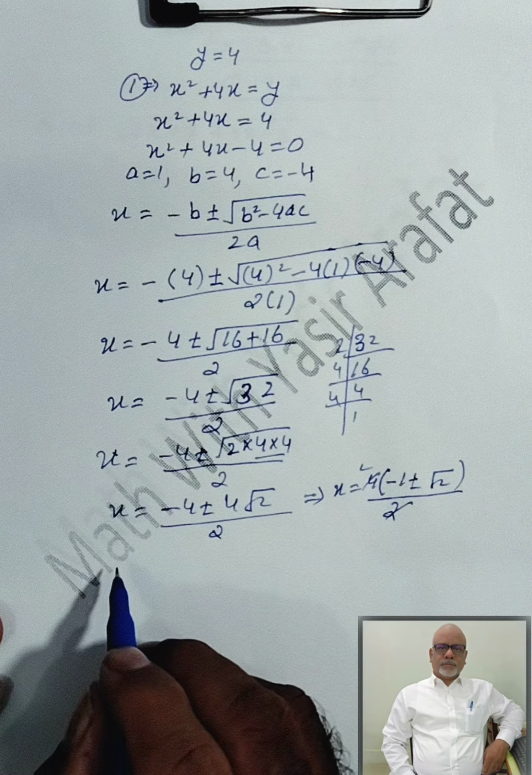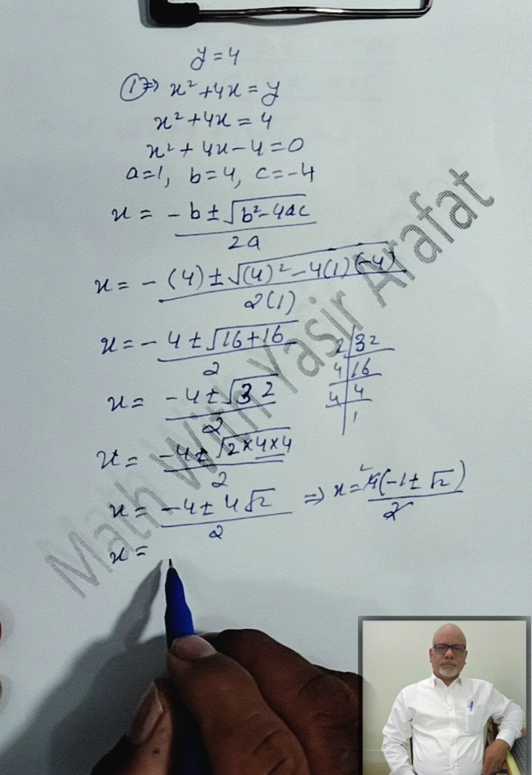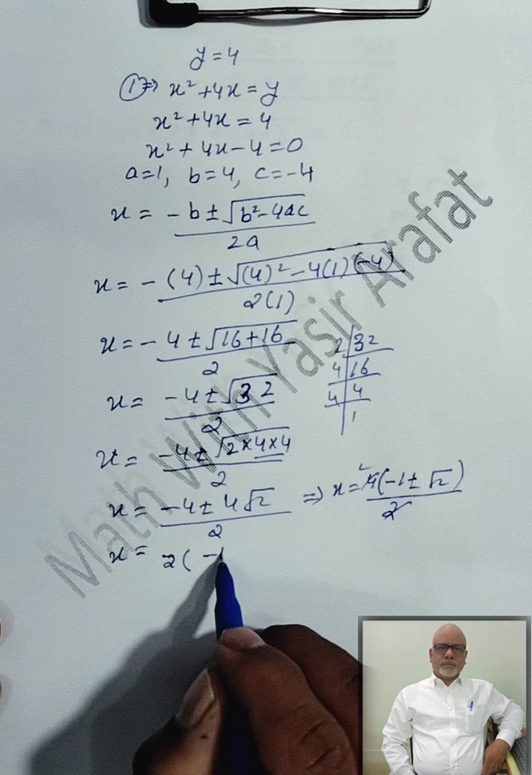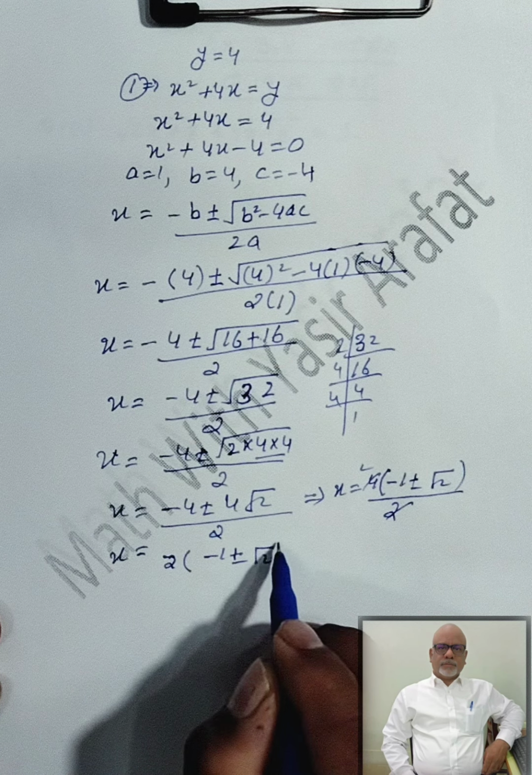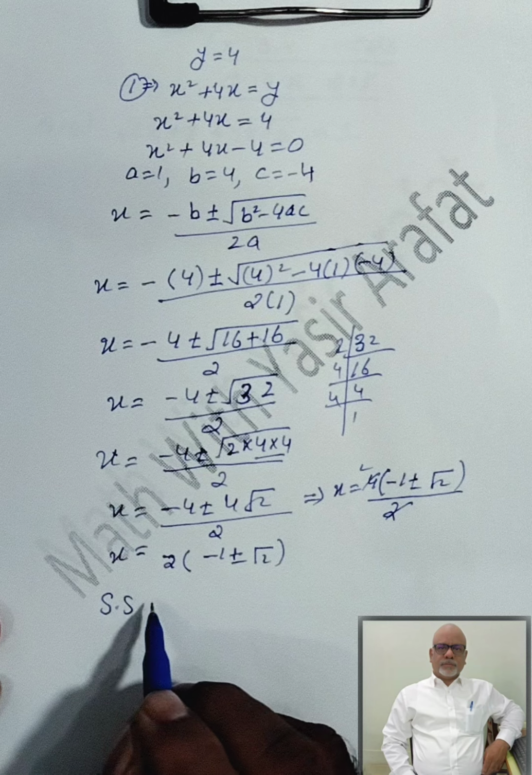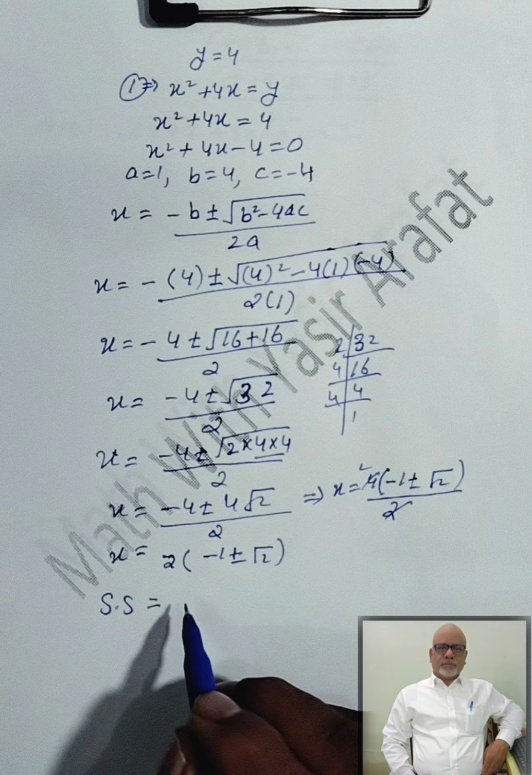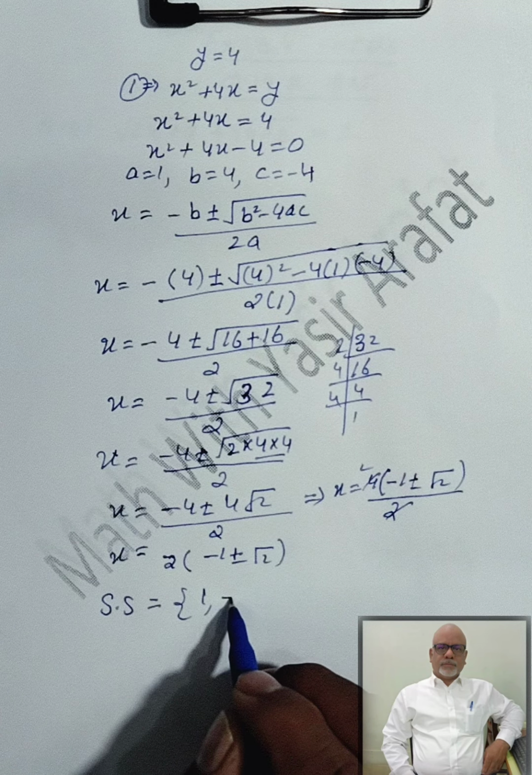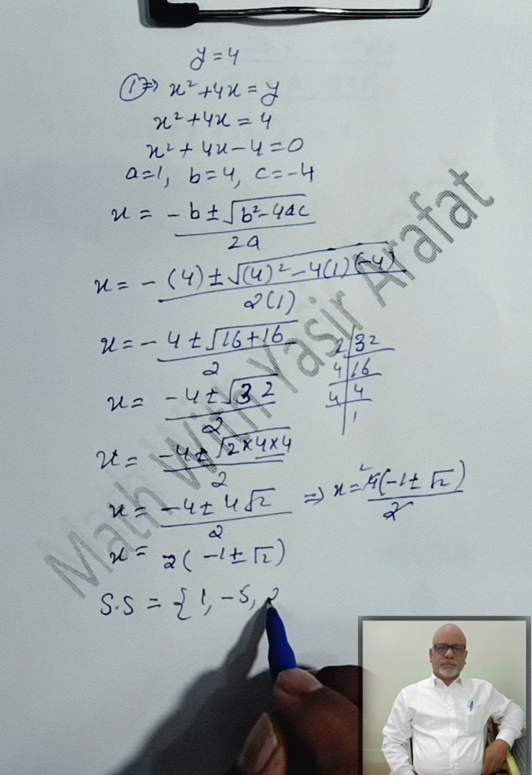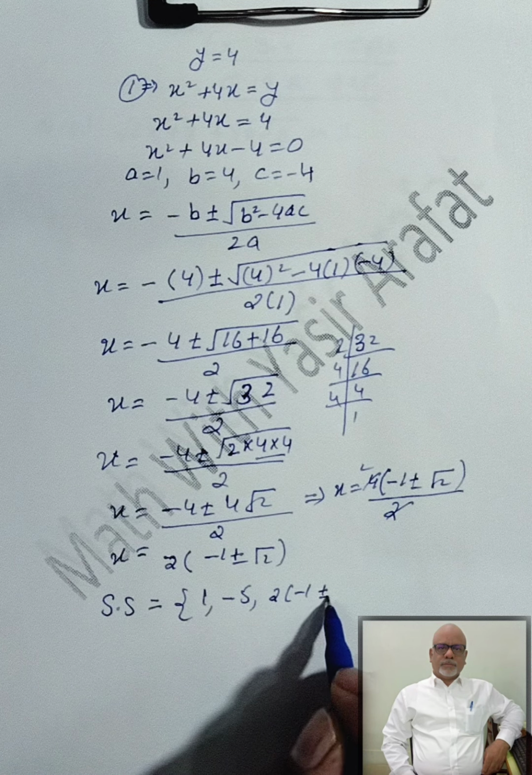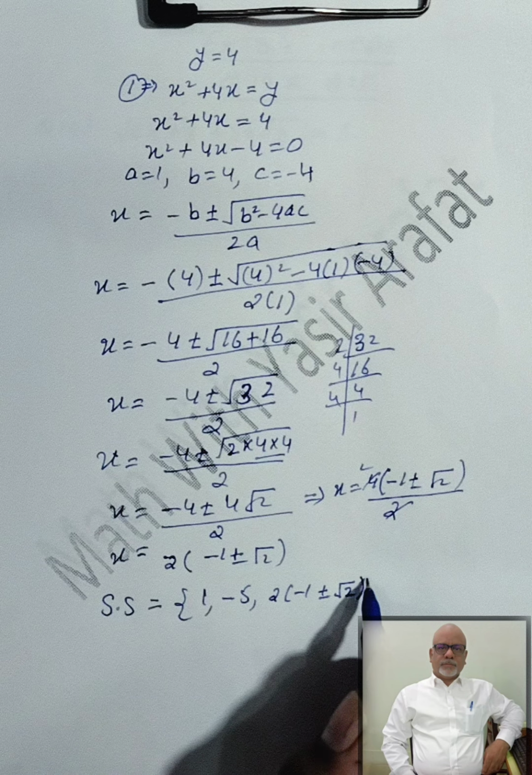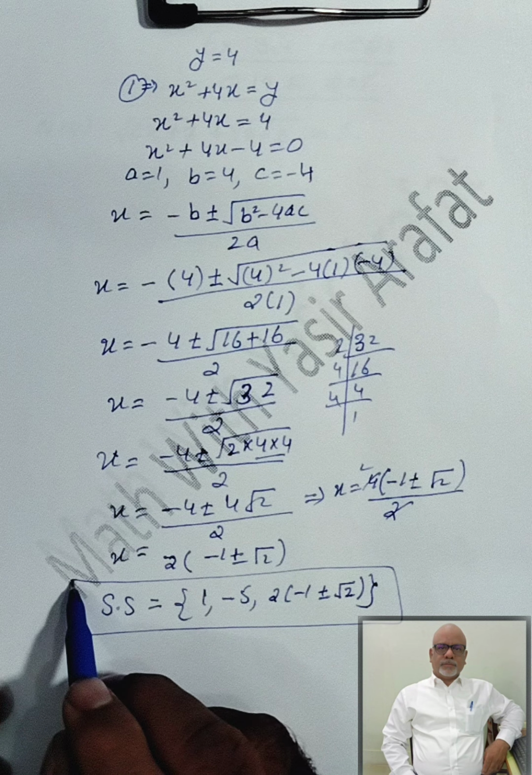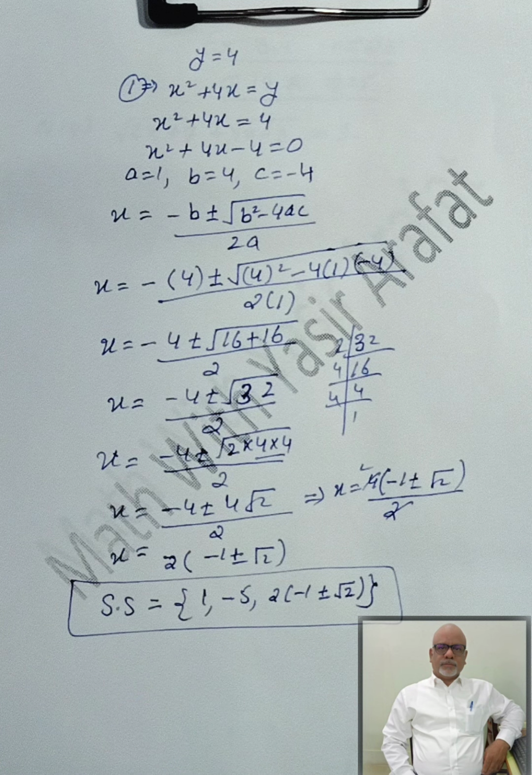Twos are 4. So this is the value of x, that is 2 times minus 1 plus minus radical 2. So the solution set is 1, minus 5, and 2 times minus 1 plus minus radical 2. This is the answer of this question.